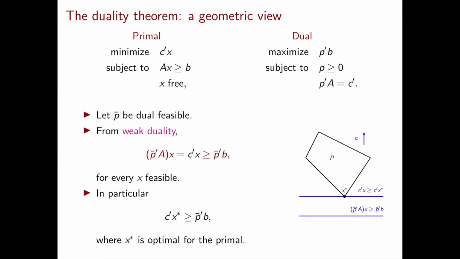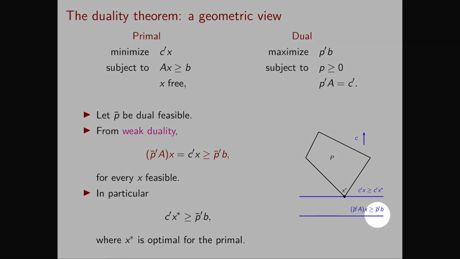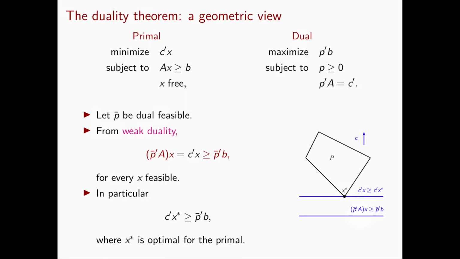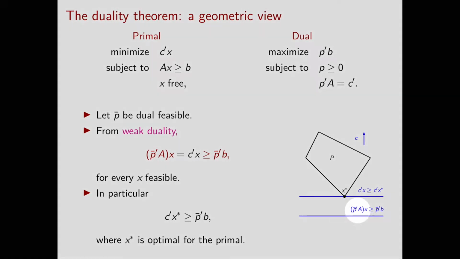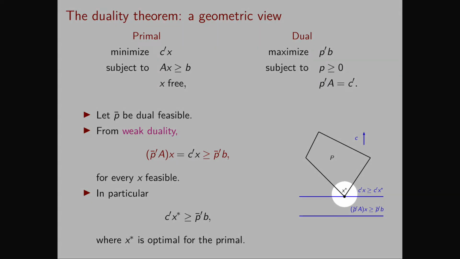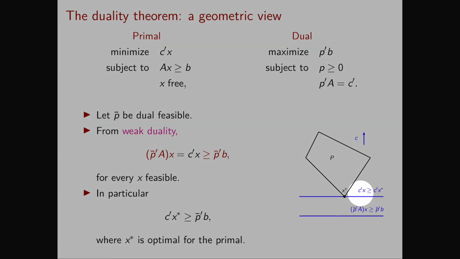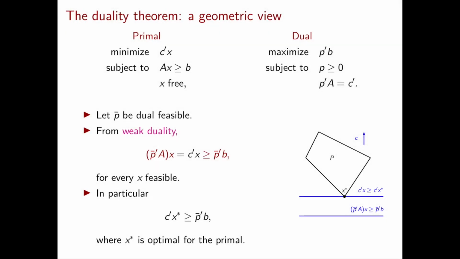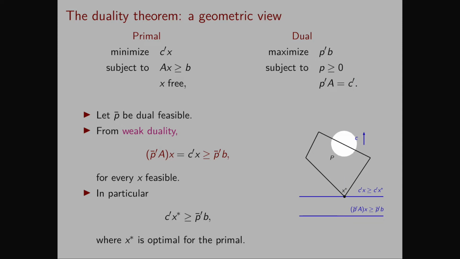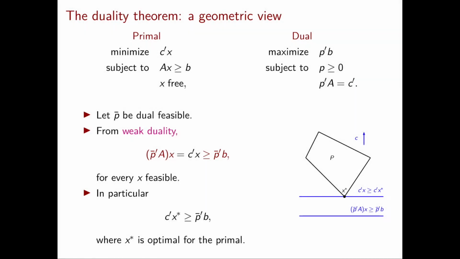So at this point I can nicely visualize my inequality obtained from the dual vector p bar. Let me start by looking at the optimal solution for the primal, x star. Then we can draw the inequality c transpose x greater than or equal to c transpose x star. Since c is the cost function of the primal and x star is an optimal solution to the primal, this inequality will be valid for my polyhedron. And of course, the vector x star will satisfy this inequality at equality.